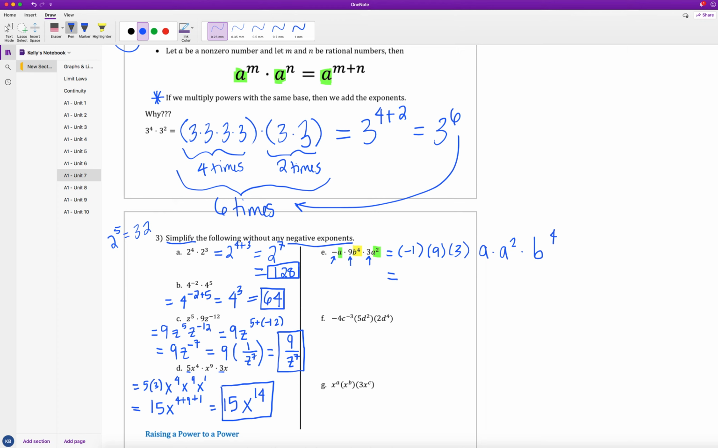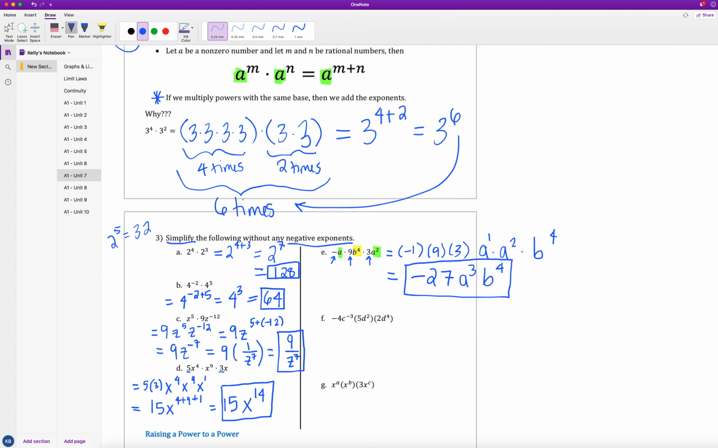From here, let's multiply all of our coefficients. So negative 1 times 9 times 3 would give us a negative 27. A times a squared, we can add those exponents, and I would get a to the 3rd, since I have that 1 plus 2. And then the b to the 4th doesn't have anybody that it can get combined with, since the base here is b and the base over here is a, and those are different variables, so I cannot combine this any further. So that is our answer to example E.